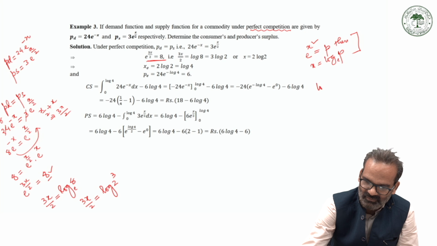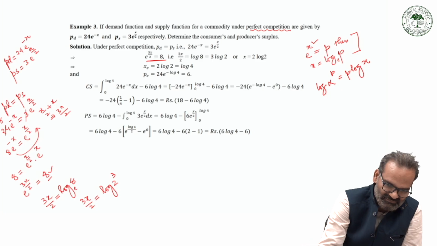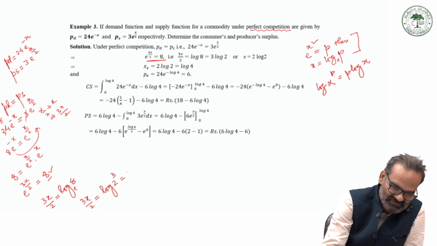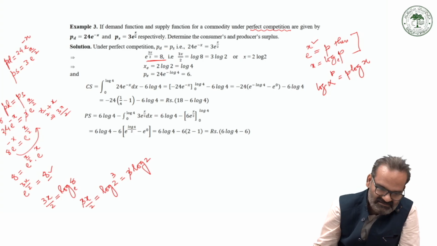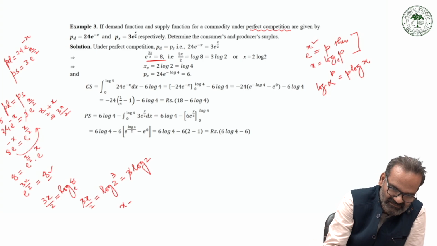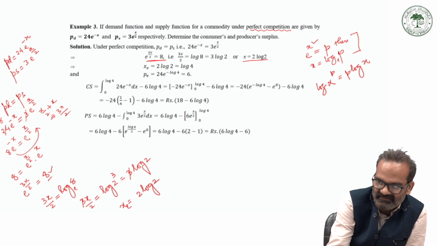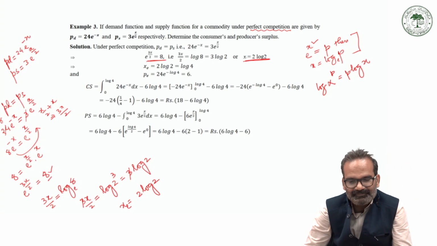And you know the formula of log x power p is equal to what? p log x, right? So use this formula. This is equal to what? 3 log 2. So this 3 will cancel out. What is left here? x is equal to 2 log 2. This is your xe, right? This is what we obtain.